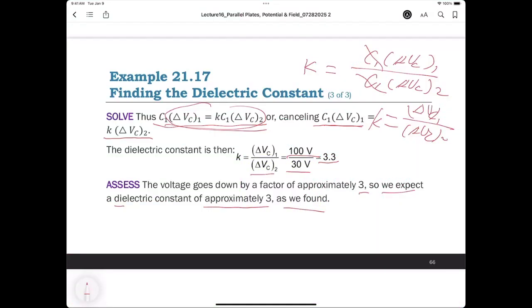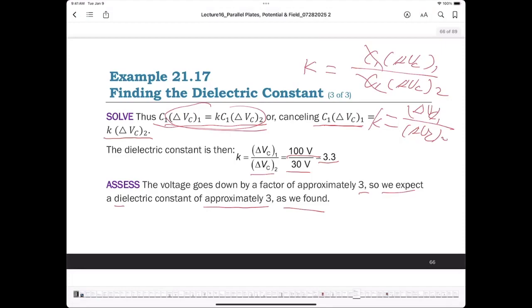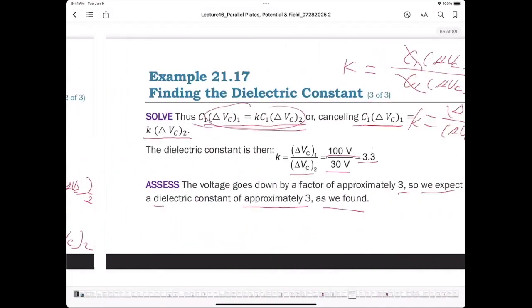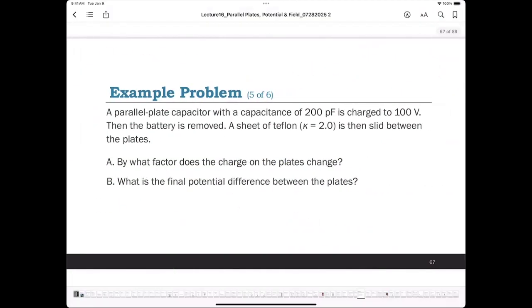That makes sense because it dropped about 3 times, by a factor of approximately 3. Okay, let's continue. Let's talk about this example problem.